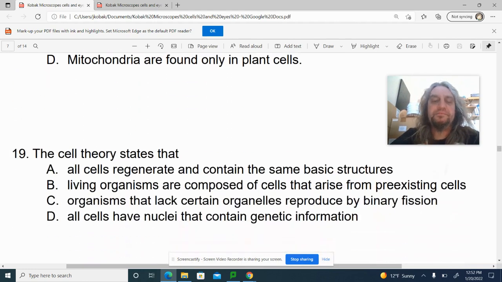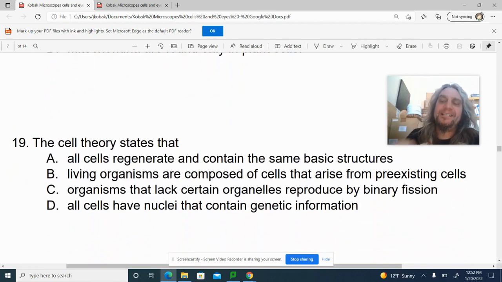Question 19. The cell theory states that A, all cells regenerate and contain the same basic structures. B, living organisms are composed of cells that arise from pre-existing cells. C, organisms that lack certain organelles reproduce by binary fission. D, all cells have nuclei that contain genetic information.